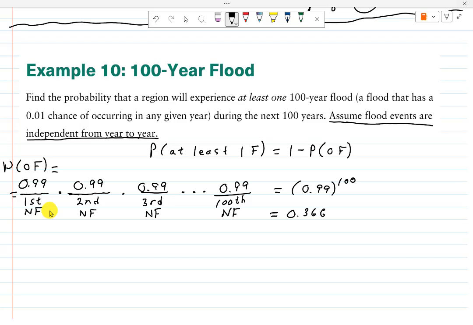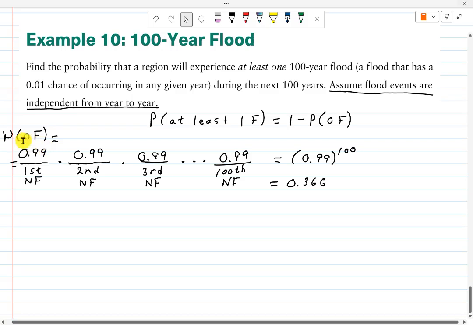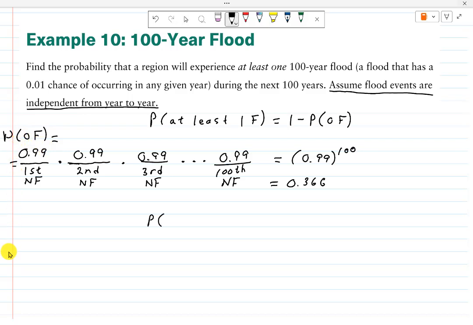So remember, that's not the answer to the question. We just found the probability of 0 floods. So come back here then. If we want the probability of at least 1 flood, then we take 1 minus 0.366. I think that is 0.634.